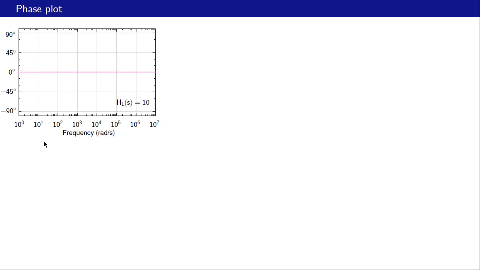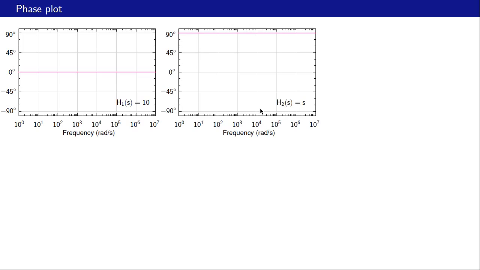Let us now look at the phase Bode plot, and we start with h1, which is equal to 10. This is a real positive number, so the phase is 0 degrees irrespective of omega. Alright, next function is h2, and that is equal to s, and as we have seen before, the phase of h2 is pi by 2 because s is equal to j omega, and that again is independent of the frequency, so that is 90 degrees for all frequencies.